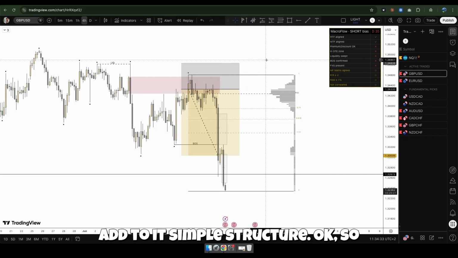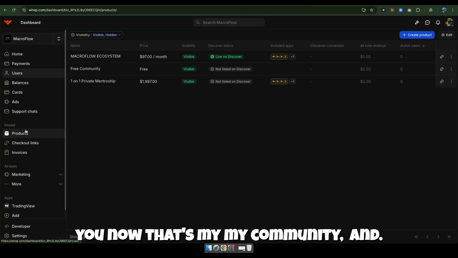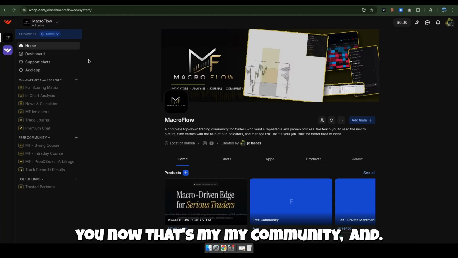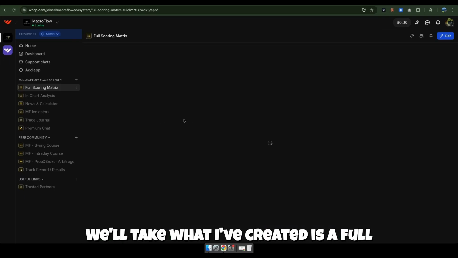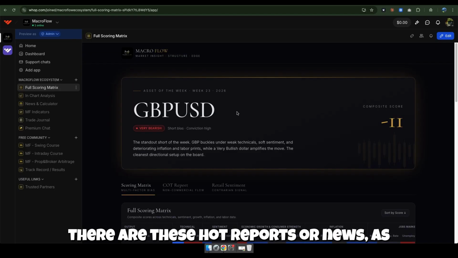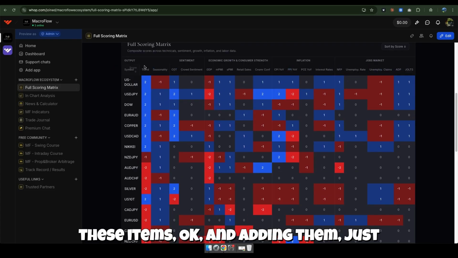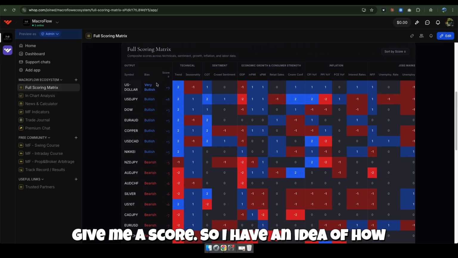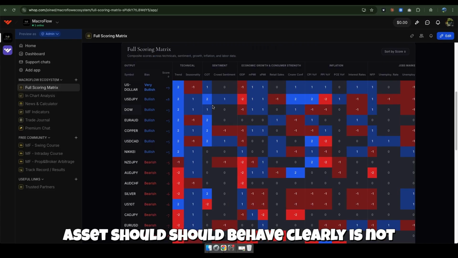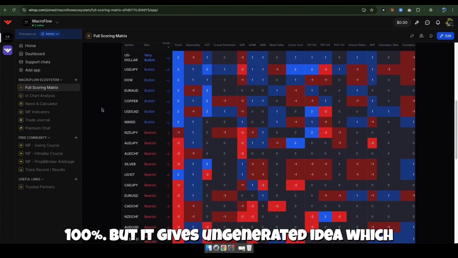So how I did this next was by creating, I'll show you now, that's my community. What I've created is a full scoring matrix, where every week when there are the COT reports or news, as you can see, I grade all these items, and adding them up gives me a score, so I have an idea of how an asset should behave. Clearly it's not 100% true, but it gives a general idea, which most of the time is pretty correct.